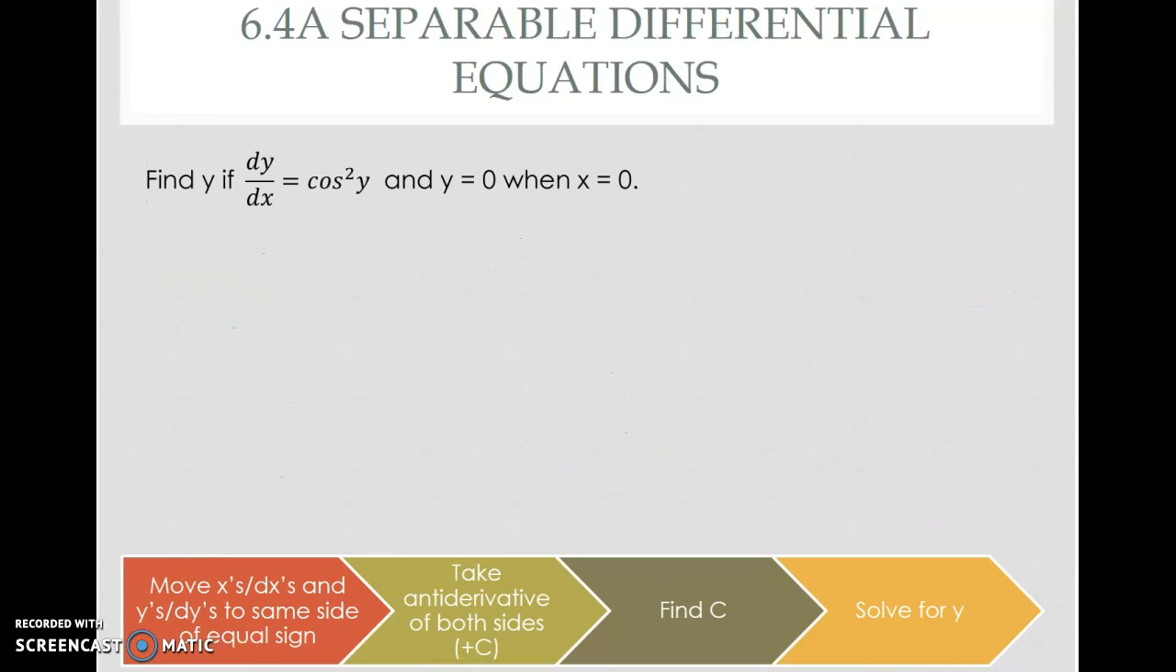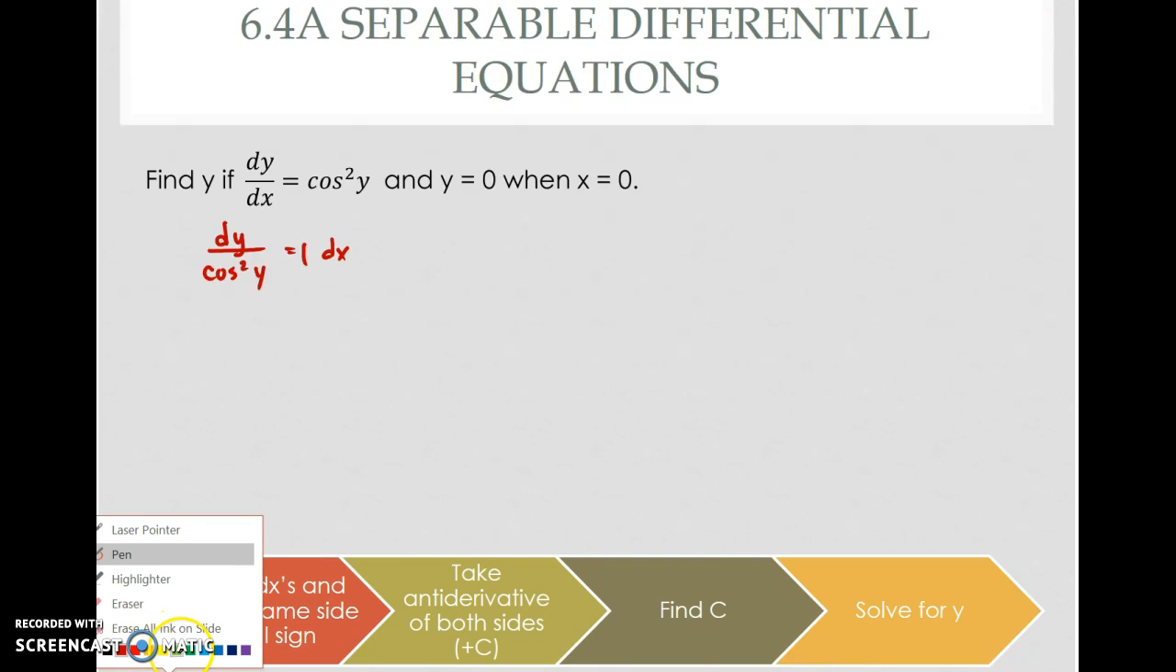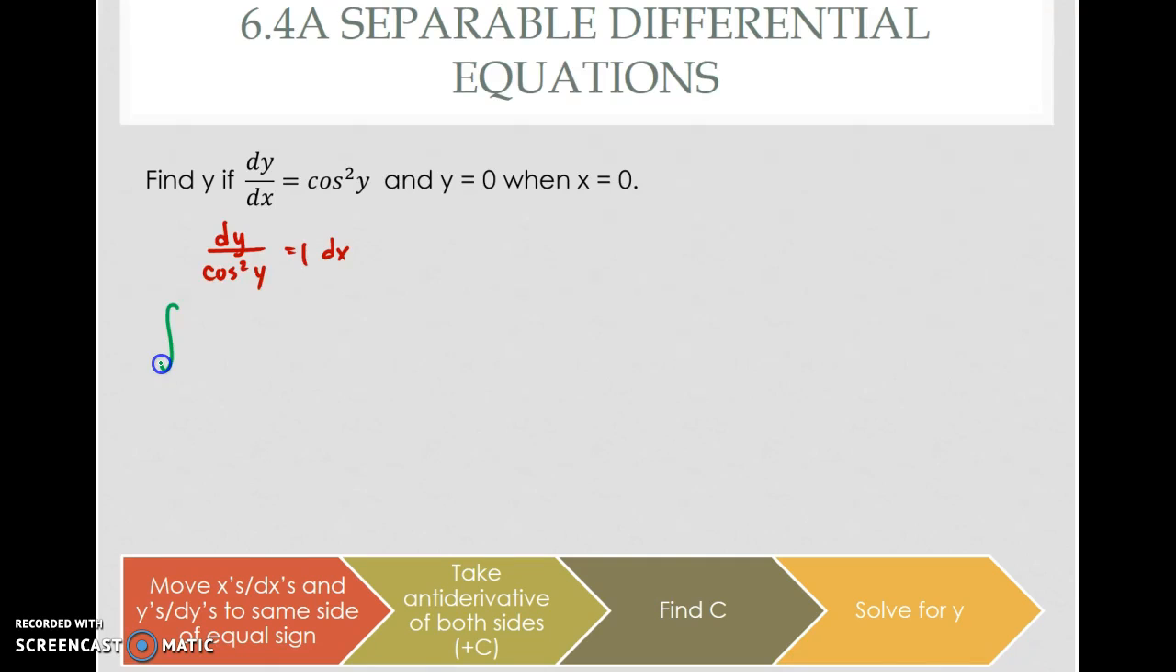We'll do one more example. So sometimes when you move your dy's and dx's over, you have just a 1. So dy divided by cosine of x, cosine squared of y, is equal to dx. You can write a 1 there if you want to. Okay, then you're going to take the antiderivative of both sides. I'm going to actually write this, instead of cosine squared, as secant squared y.